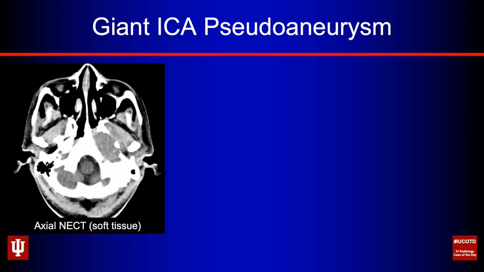But again, the challenge comes in recognizing these when they just sort of hit you in a weird way. That is to say, if they don't get a CTA or an MRA, you need to be aware of how bizarre these can sometimes appear. So this is a patient who came to the ER with a headache, and we have a non-contrast CT of the head, soft tissue. Pay attention to the skull base.